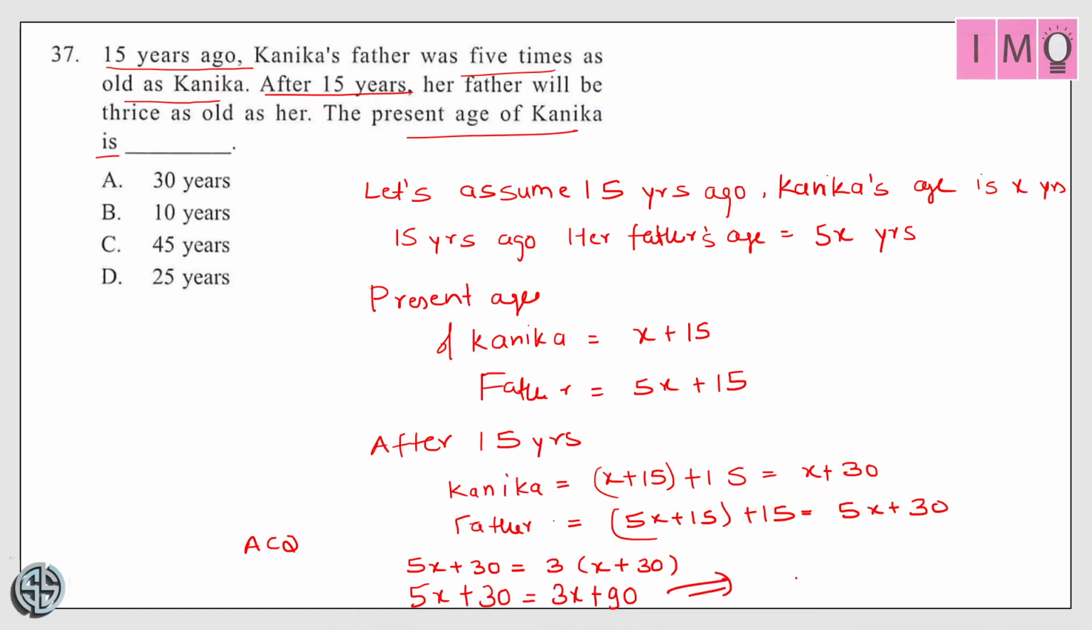3x, when it goes to the other side, becomes minus 3x, and you will get a solution. 5x minus 3x is equal to 90 minus 30. So it will become 2x is equal to 60, and you will get the value of x as 30 years, right? So option A will be the correct answer for this question.